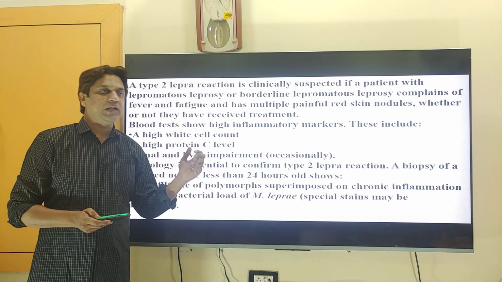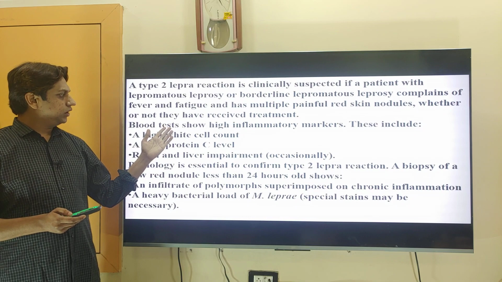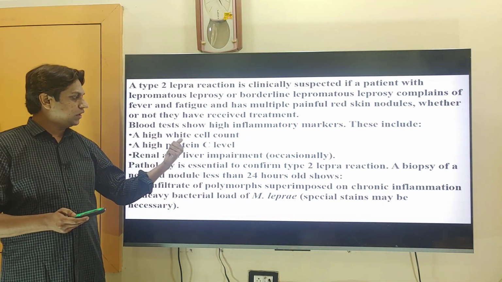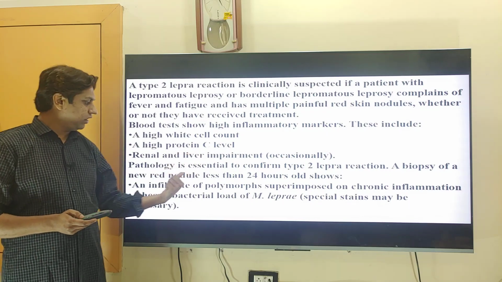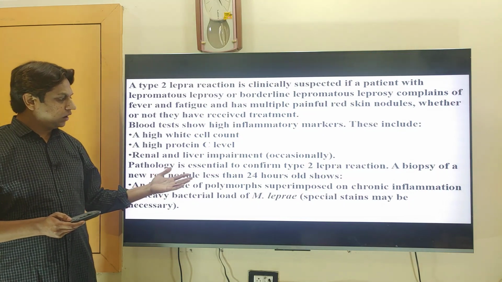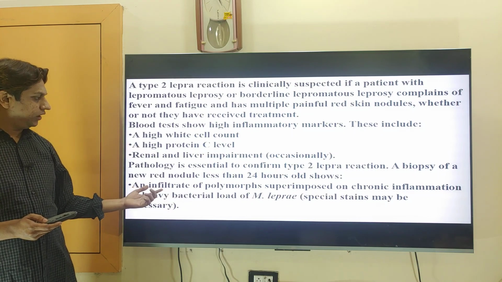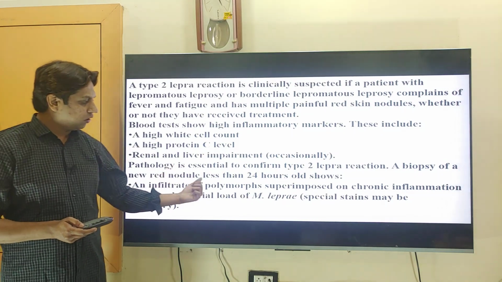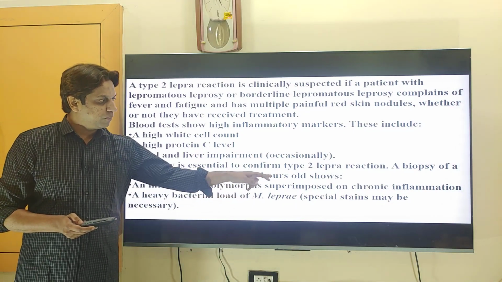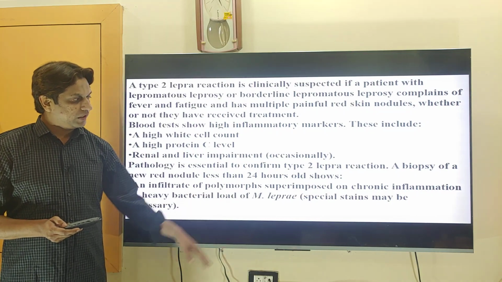It is usually clinically suspected, but diagnosis can be done based on lab tests. Blood tests may show high inflammatory markers like an increase in the WBC count, and high C-reactive protein level can be seen. Sometimes renal and liver impairment can occasionally be seen. Pathologically it is essential to confirm the type 2 reaction. So a biopsy of a new red nodule less than 24 hours old shows an infiltration of polymorphs superimposed on the chronic inflammation and a heavy bacterial load of Mycobacterium leprae.